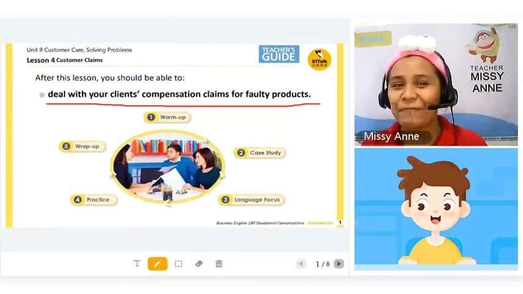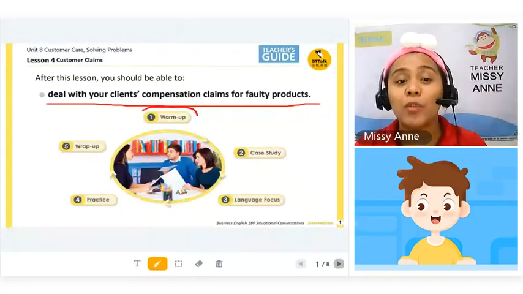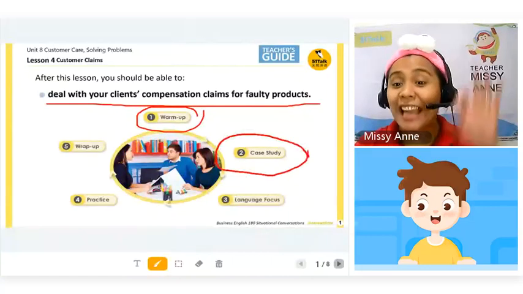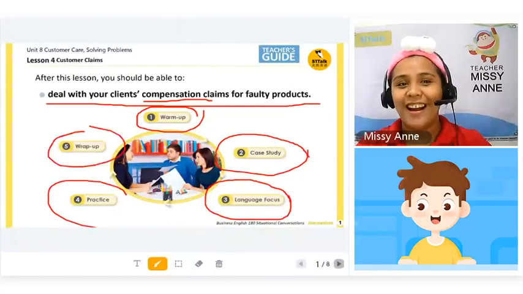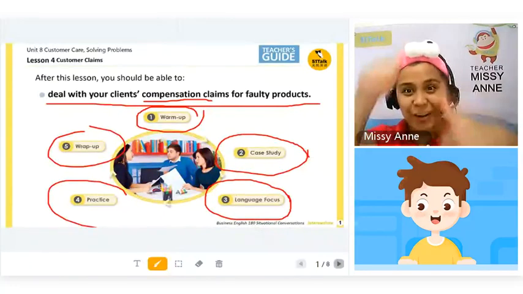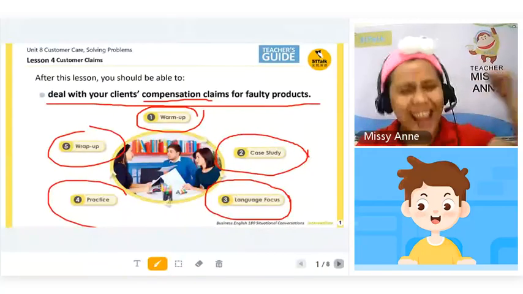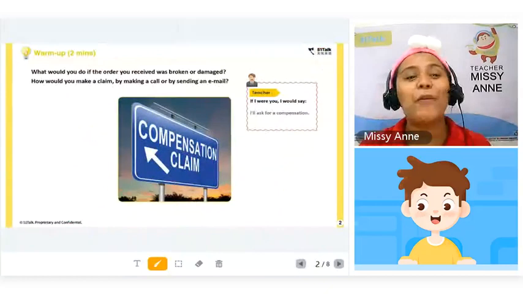Okay, now Fiona, we are going to start, of course, with a warm up, and then we are going to talk about a case study of a compensation claim for faulty products, and then we'll go with language focus, and then practice and wrap up. All right, are you ready, Fiona? Ready? Okay, let's start. Yes, let's start, Fiona.